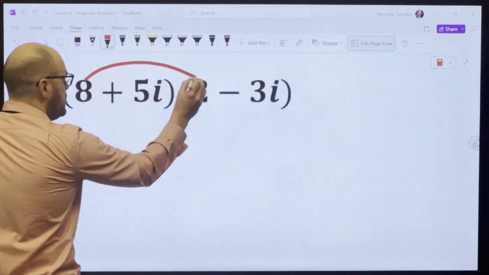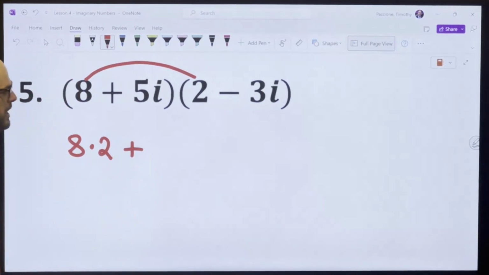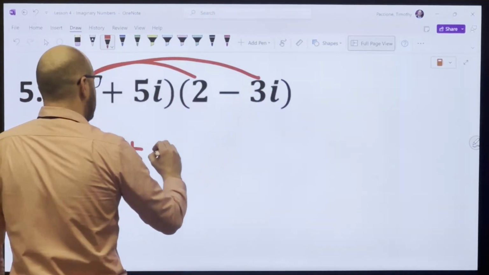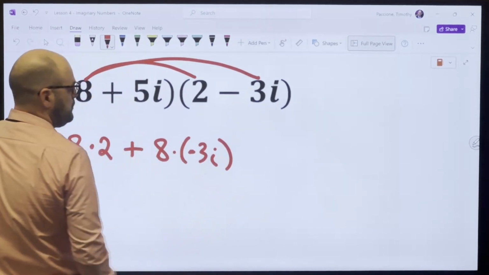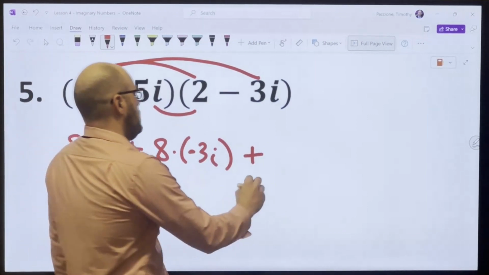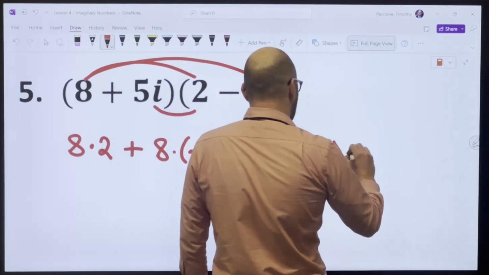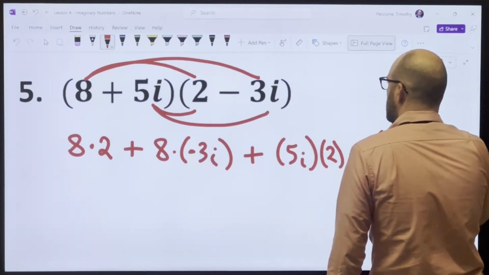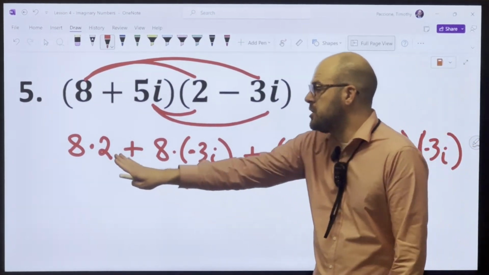FOIL is first. So I'm going to write 8 times 2 plus. I'm going to write each one. Outer. Okay, that's 8 times negative 3i. Plus inner. 5i times 2, plus last. 5i times negative 3i.